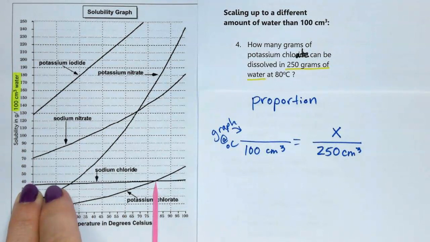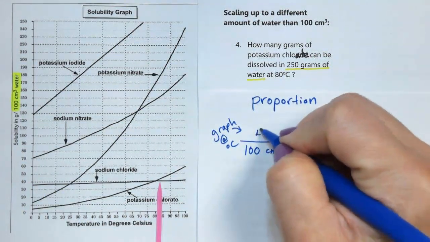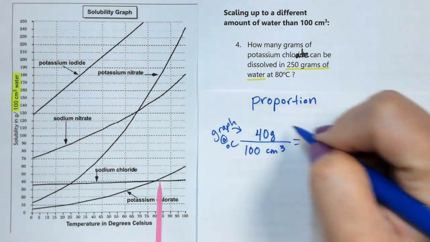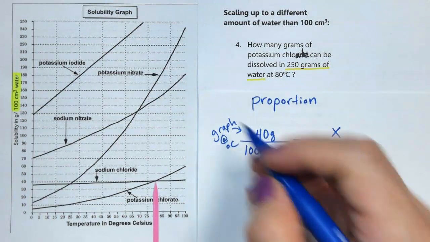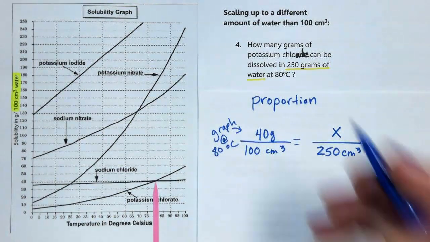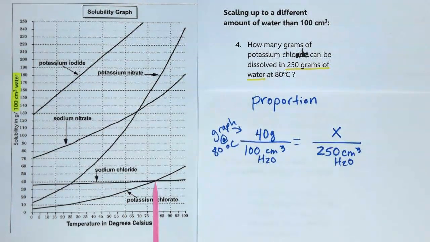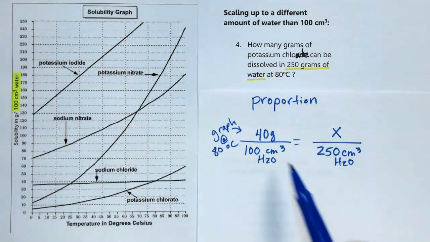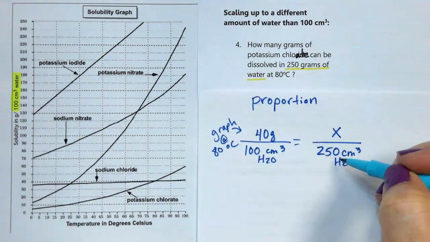And so that amount, 40 grams, is what we put up here in our proportion. 40 grams of the KClO3, potassium chlorate, makes a saturated solution at 80 degrees in 100 grams of water. Remember, at the bottom, these are both the amount of your water. So now I'm going to solve the proportion for x in order to scale up my amount of water and find how much would saturate this amount of water.